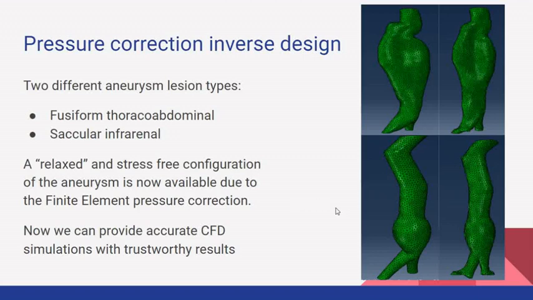Now we can also see here in the bottom the saccular infrarenal aneurysm before the pressure correction and after the pressure correction. Now we can provide an accurate CFD simulation with trustworthy results that doesn't ignore the parameter of the zero pressure and actually takes it into account and provides us with the base point and the starting point for actually a precise and accurate design.